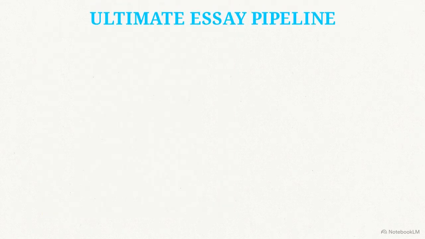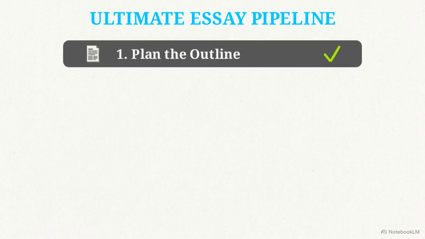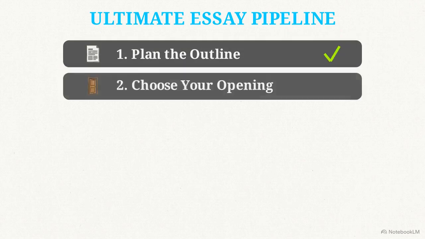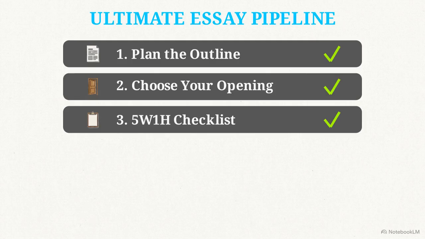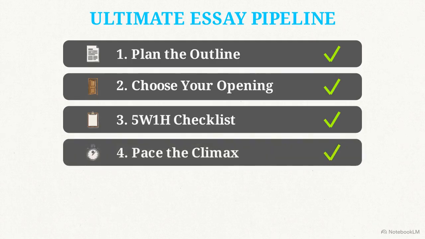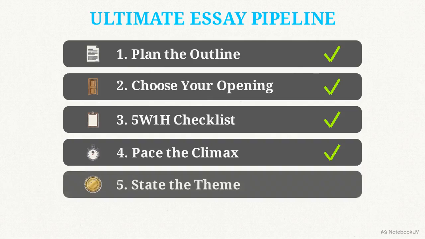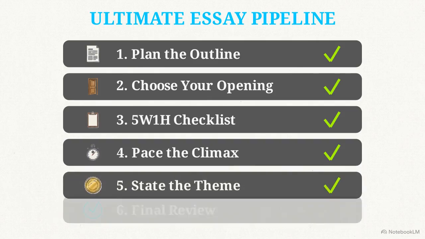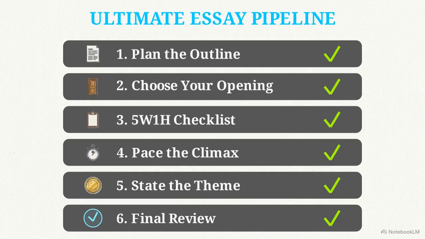Here is the ultimate essay pipeline. 1. Plan the outline. 2. Choose your opening. 3. Draft using the 5W1H checklist. 4. Pace to highlight the climax. 5. Conclude with a single scene stating the theme. 6. Review for flow, typos, and punctuation.